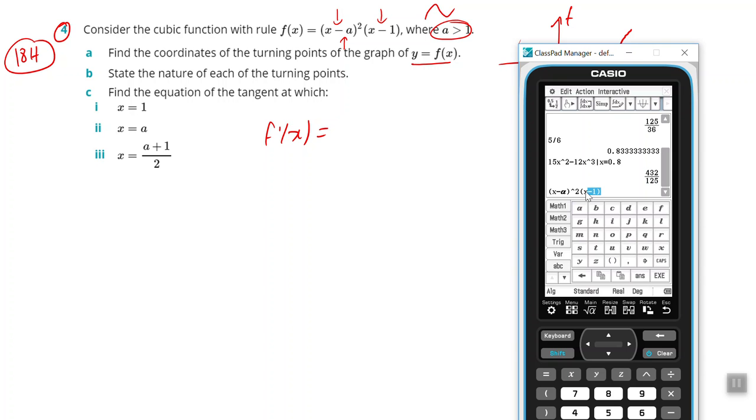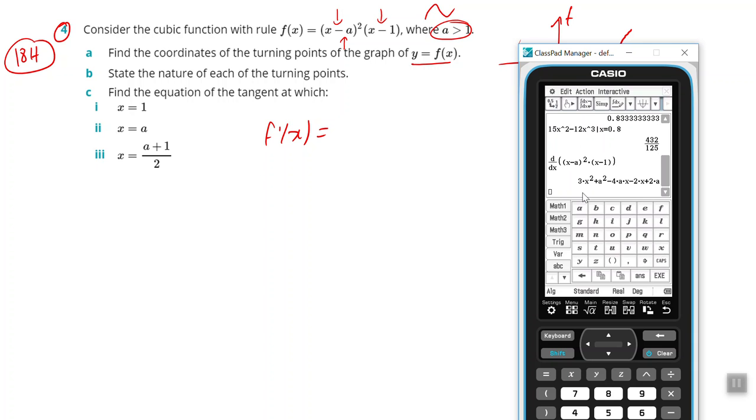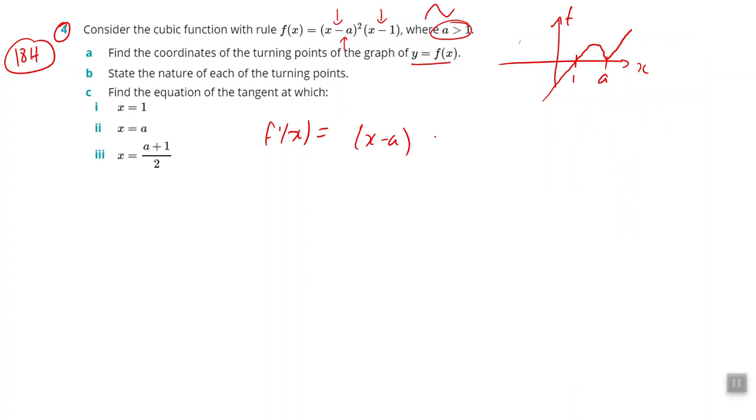Interactive, calc, differentiate, and you can simplify to make the answer nicer. So it will be (x − a)(3x − a − 2). That's the derivative. We want to find the coordinates of the turning points.